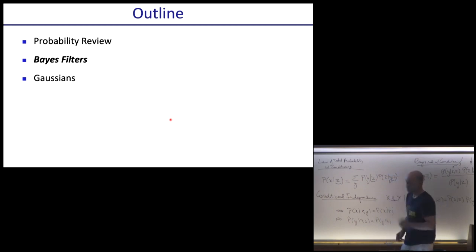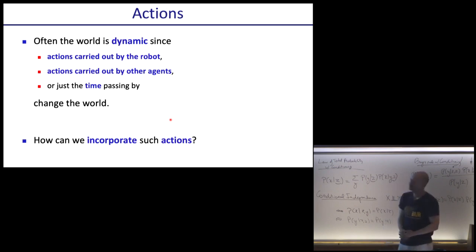And this ties directly in what we're going to do now, which is Bayes filters. So often the world is dynamic because the robot does things, other agents do things, time is passing by, the world changes in various ways as a consequence. So how do we incorporate actions into what we're doing as well as our sensory readings?